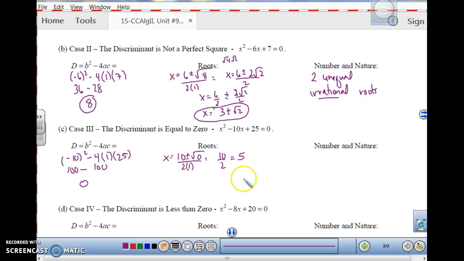So what does that tell me? How many roots did I get? I only got one root. So technically, there are two equal roots here. This is called one double root, a double rational root.